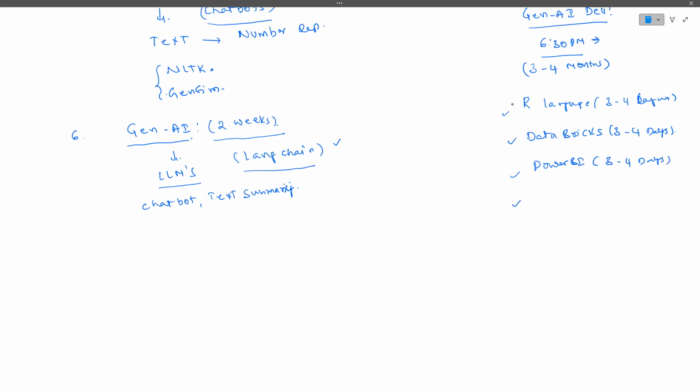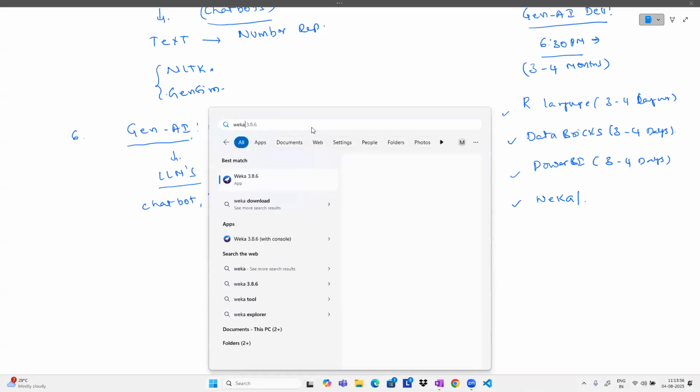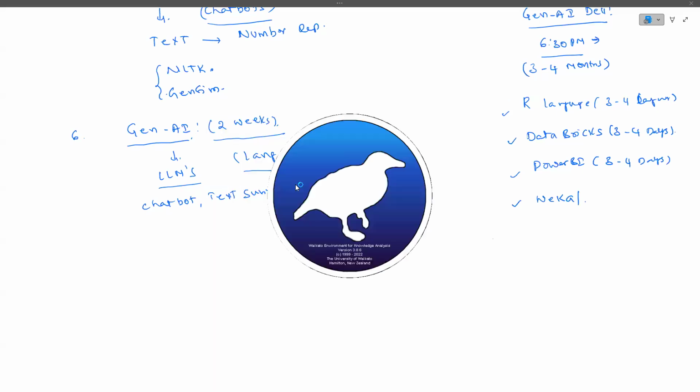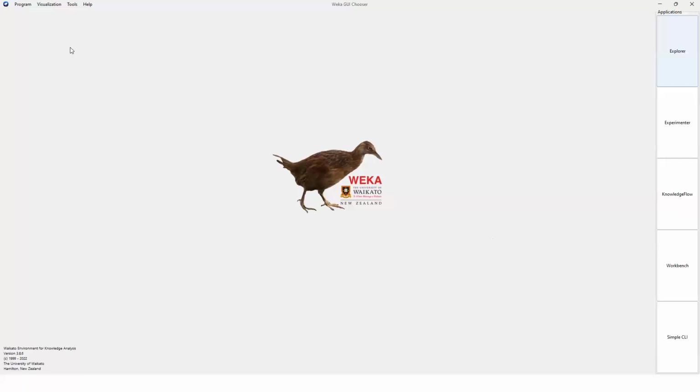I'm also going to use some tools. Maybe many of you have never heard of this tool, guys. Vika is one tool, very easy to learn, very easy to use. We can perform almost all things very easily, including data visualizations.